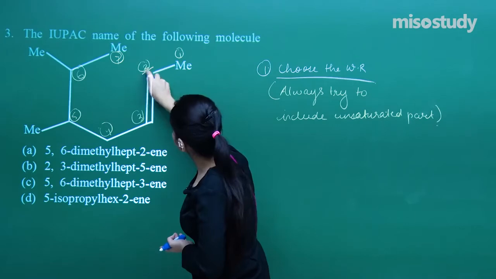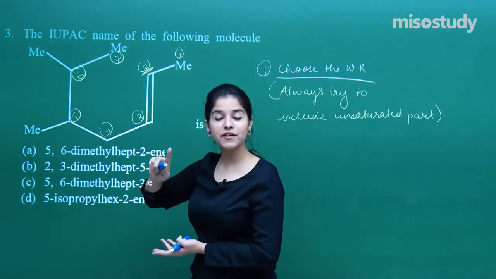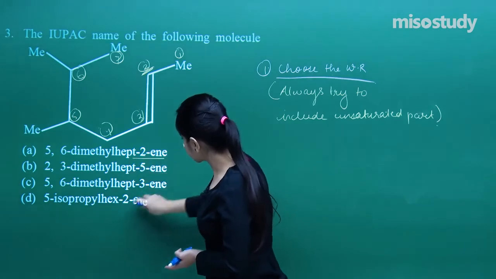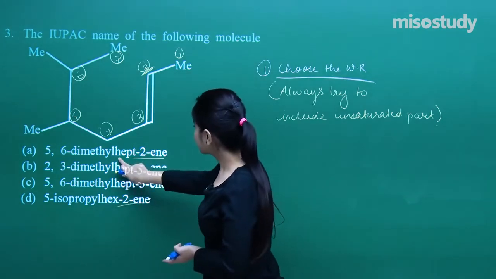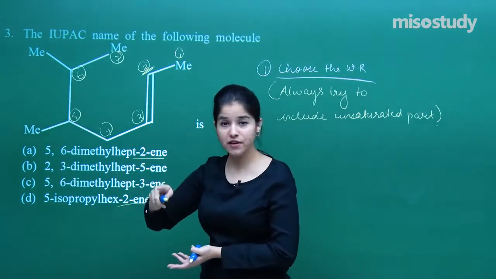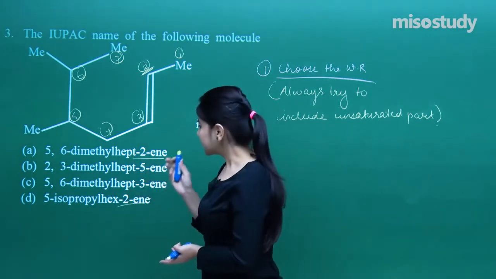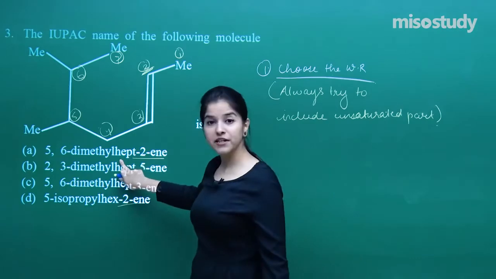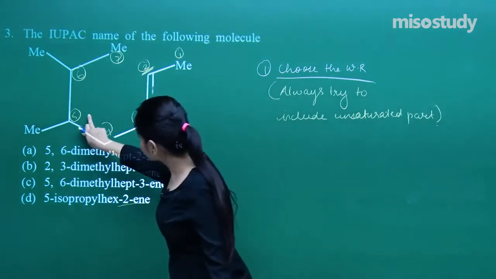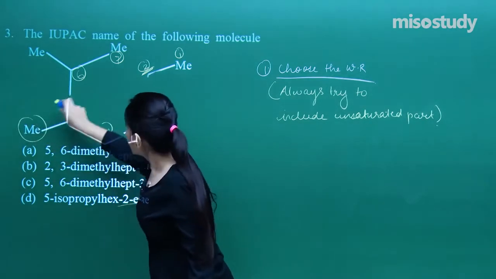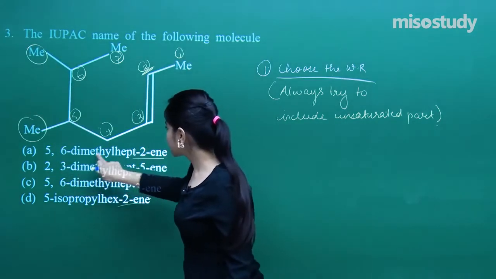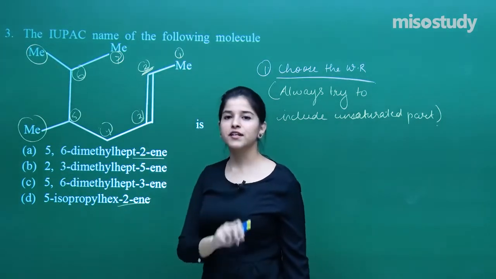So I have got ene on the second carbon. Can you see ene on the second carbon? Yes. And here it should be hept because of 7 carbon atoms. So hept-2-ene. That is our answer, but let us confirm whether it has similar kinds of substituents or not. On the 5th I have got methyl. On the 6th I have got methyl. Is it so? 5,6-dimethyl. That means we have got the correct answer over here.